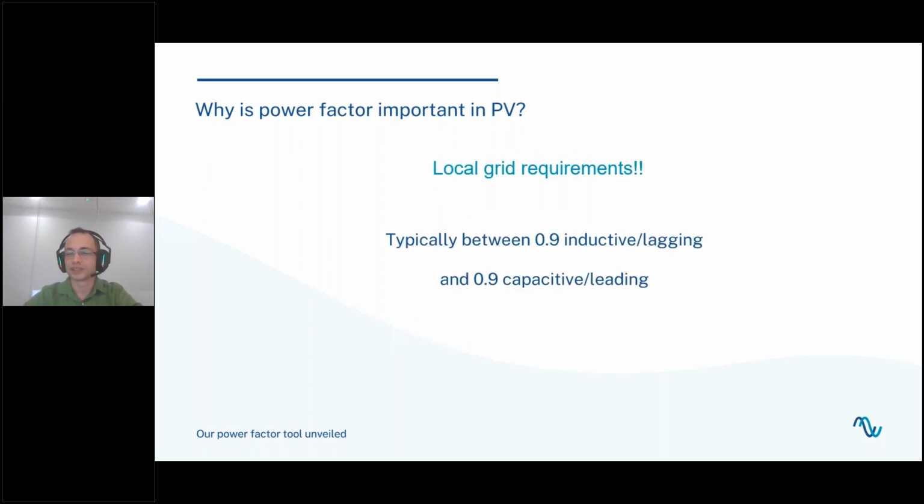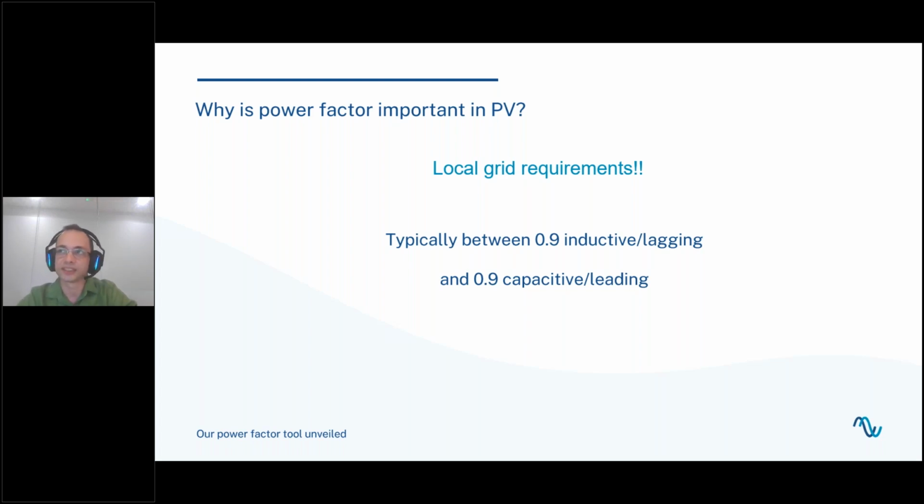And then the most important reason why we want to achieve this power factor, this capacitive compensation, is because we will have local grid requirements. Specific countries will force us to have a specific power factor at the end of our PV plant. So this is something that is going to be necessary and required. Typically, values between 0.9 inductive and 0.9 capacitive are required by the governments.